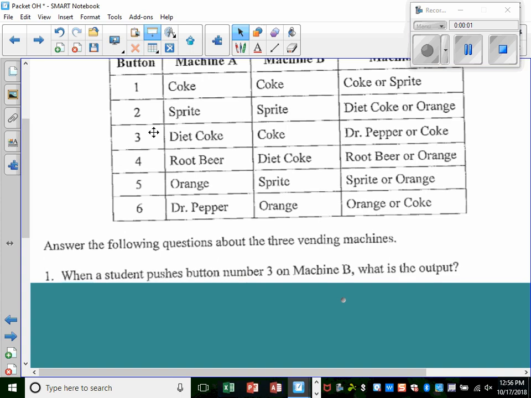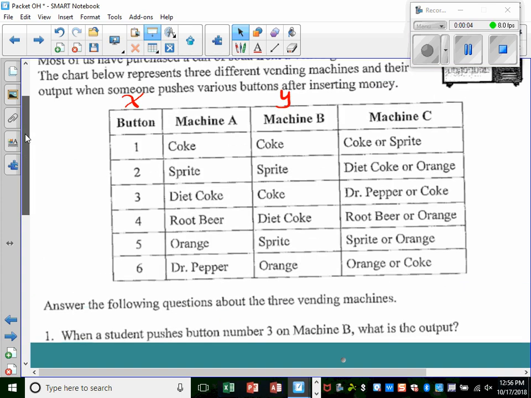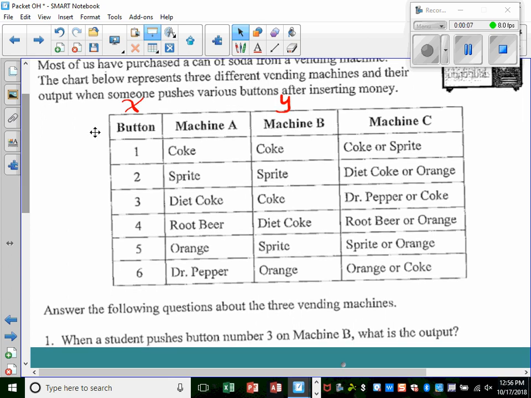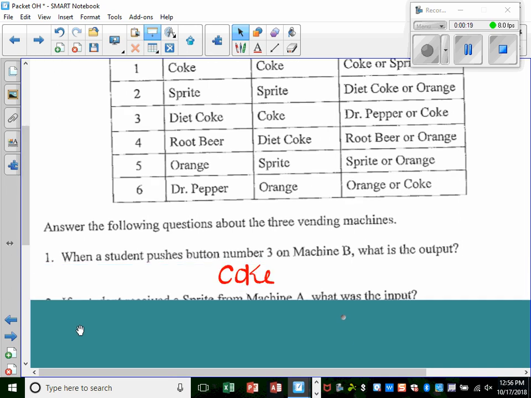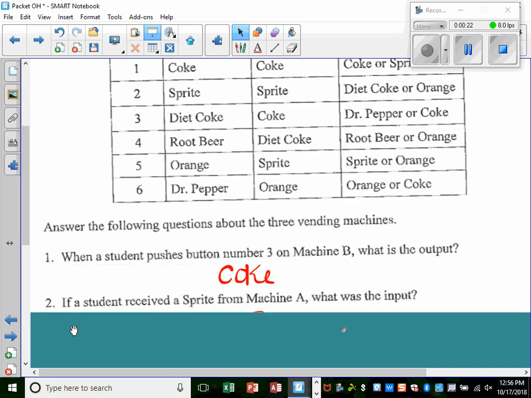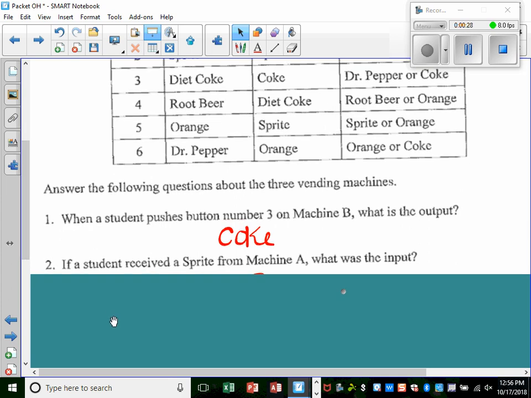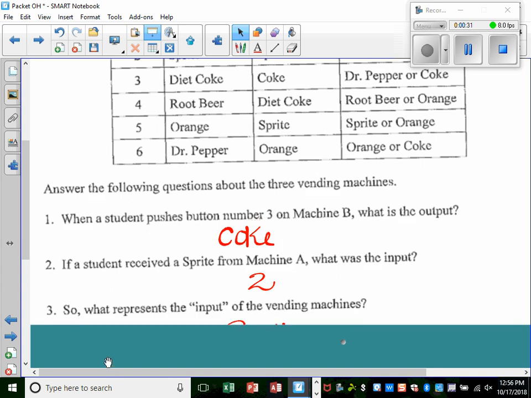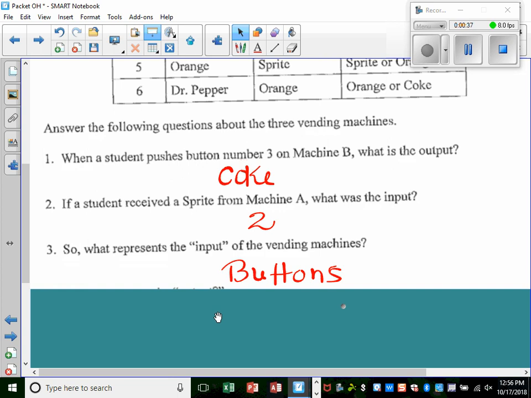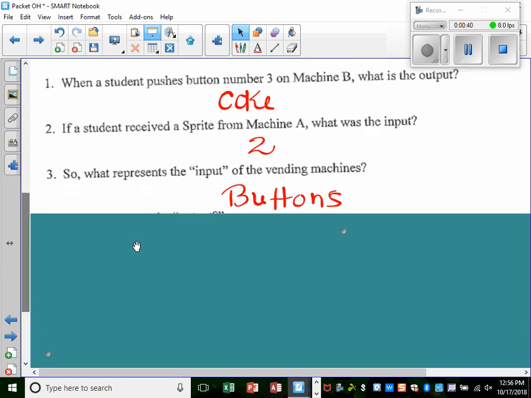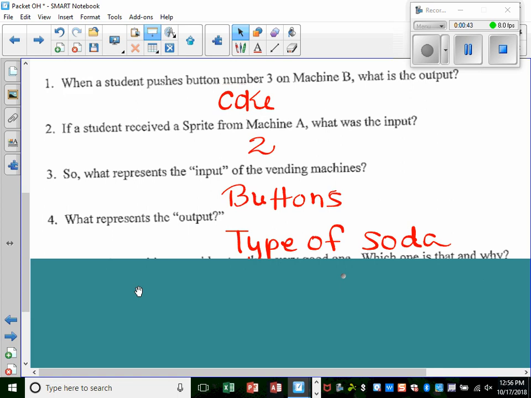On page 9, which just simply deals with answering some questions about a vending machine. The first one says, when a student pushes button number 3 on machine B, what is the output? Oh, very good. Okay, if a student received a Sprite from machine A, what was the input? All right, 2. Number 3, so what represents the input of the vending machine? The buttons, okay. And then the output would be what? All right, the type of soda, okay.